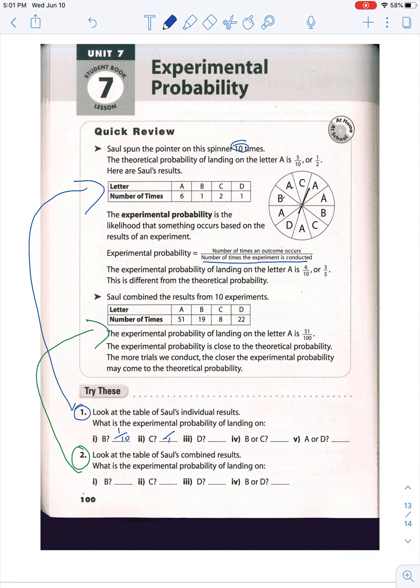B occurred only once. How many times did C occur? C occurred twice. We can say that, or we can say 1/5. How many times did D occur? 1/10. B or C. So that means we are successful if we have either one of these ones. So that should be 3/10. And then A or D would be 7/10.